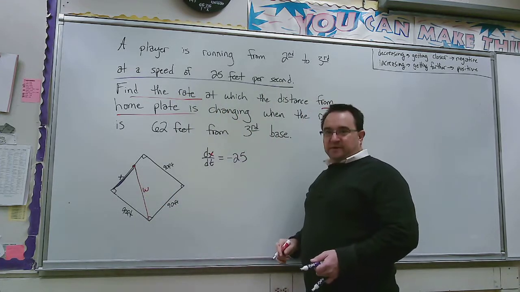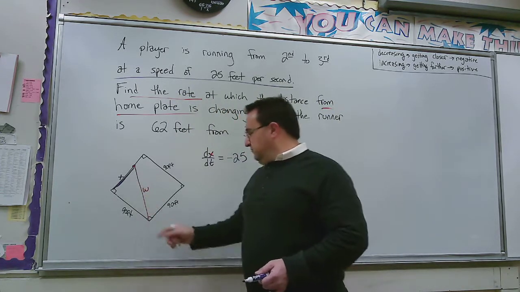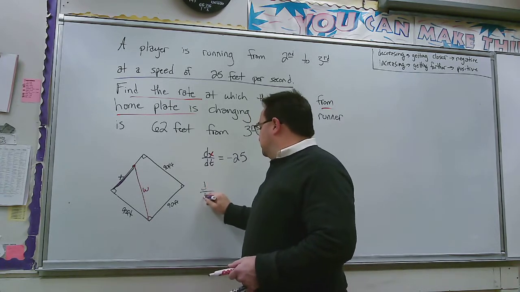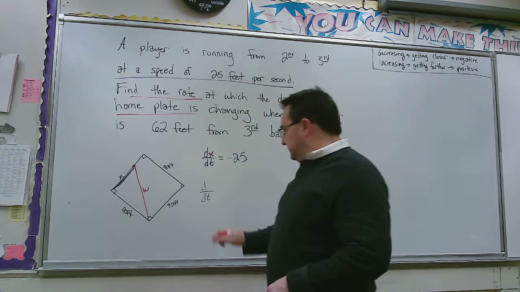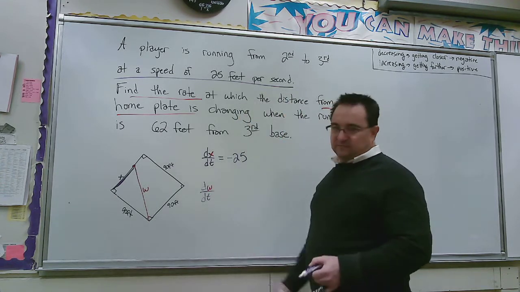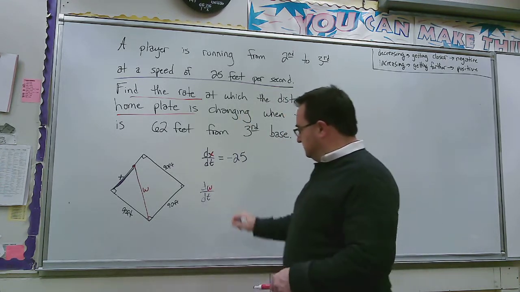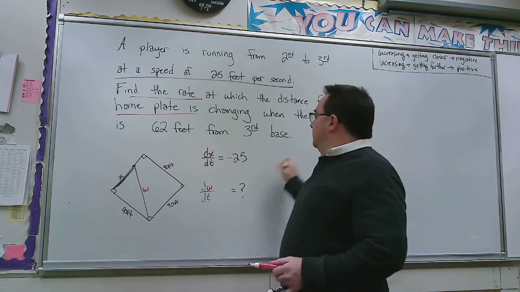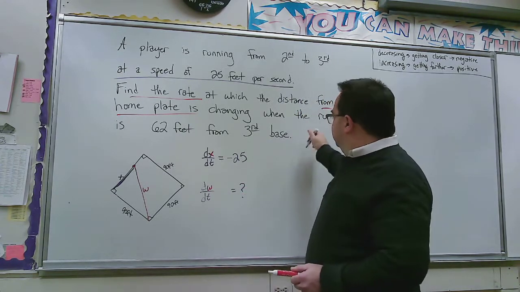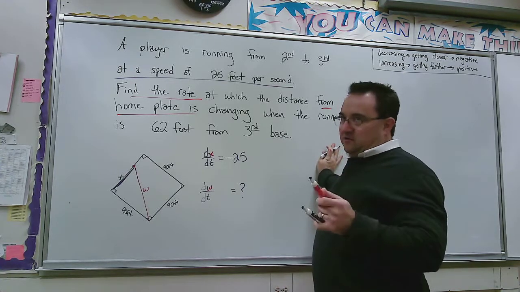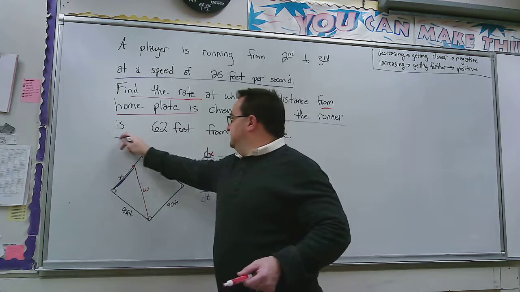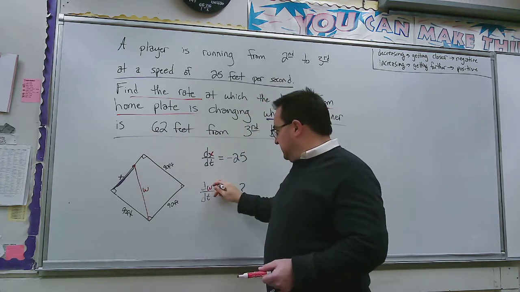Right? Just making something up. So the distance from the player to home plate is W feet. Then the rate at which that distance is decreasing would be dW/dt. And that's my unknown. But remember, when we're doing these derivatives, you've got to say, when do you want to know that rate? When the runner is 62 feet from third base.